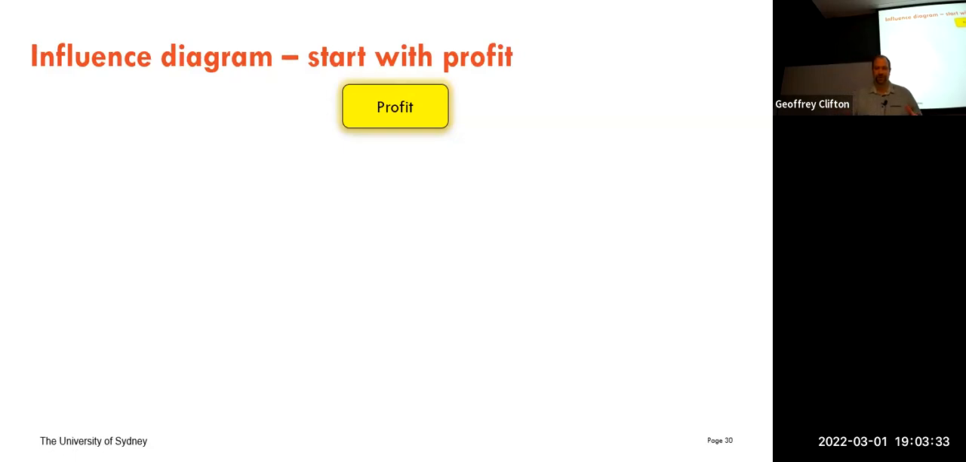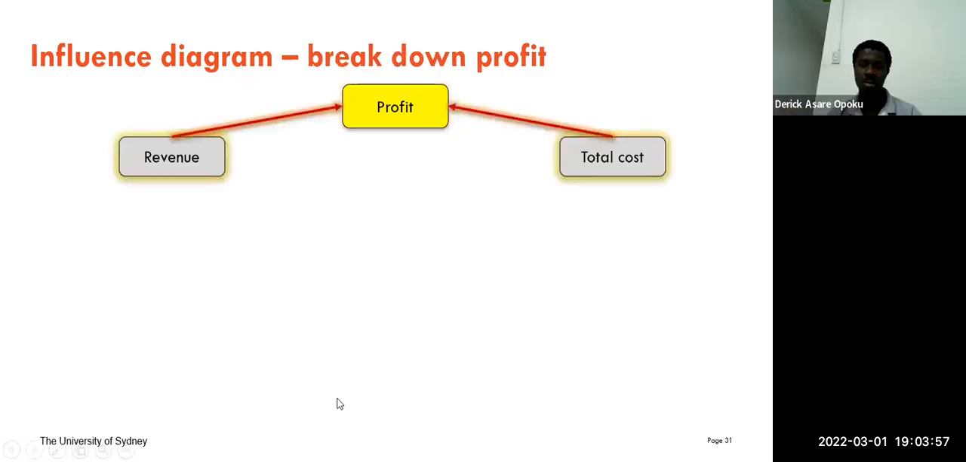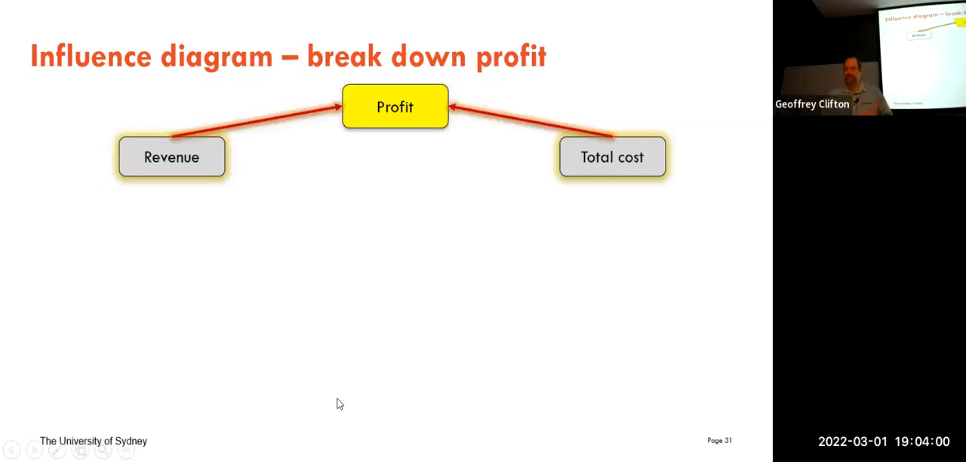And then we say, well, what determines our profit? If you're an accountant, what's profit equal to? Price minus costs. Yes, very good. Yeah, revenue minus costs. Thank you. Yeah. So what contributes to profit? Revenue and your total costs.